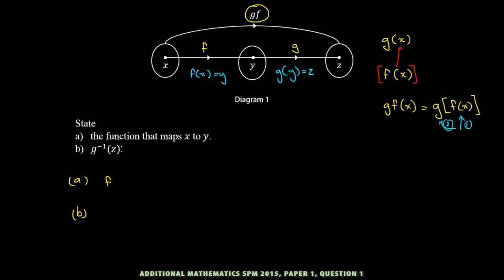g minus 1 of z. When we have minus 1 here, that means it is an inverse function that maps from z to y. So in this case, the inverse function of g, that is g minus 1, with argument z, equals y. So this function is basically mapping this z to y, and we call this g minus 1. So that is the answer for question B.